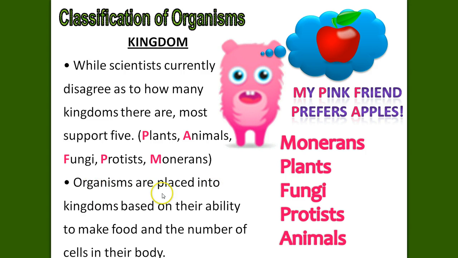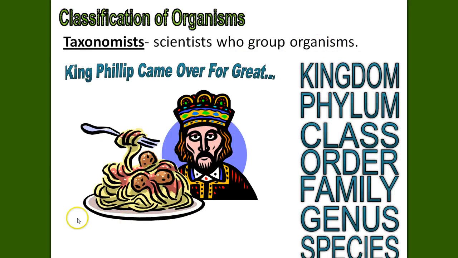All right, organisms are placed into kingdoms based on their ability to make food and the number of cells in their body. Taxonomists are scientists who group organisms. The study of it is called taxonomy.